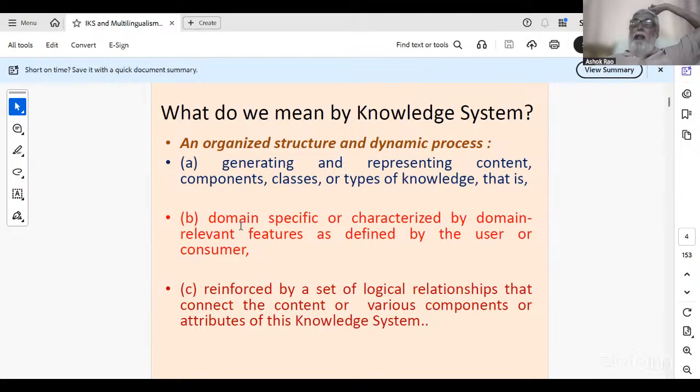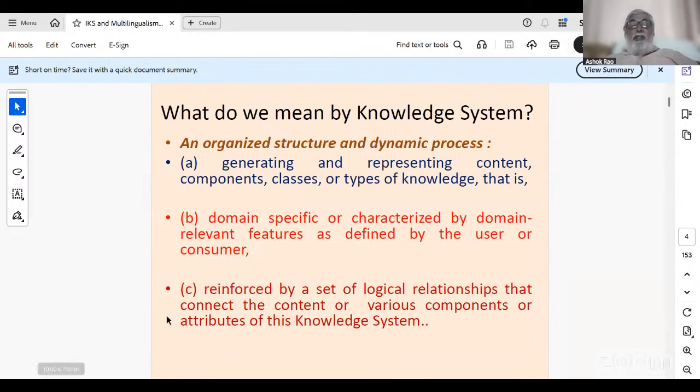We'll take up some examples shortly. The other part is there is a reinforcement by a set of logical relationships that connect the content or various components or attributes of this knowledge system. So this is not arbitrary. And these logical relationships have been reinforced over the last 2,000-3,000 years. So they're very strong. Okay.